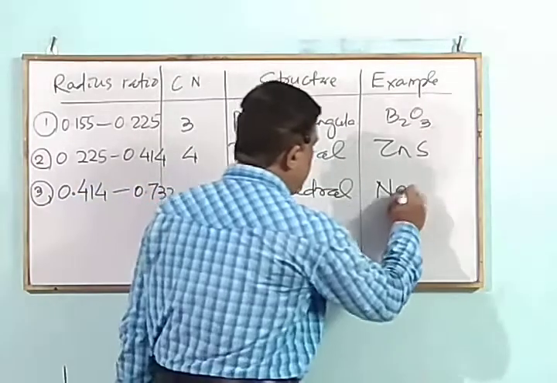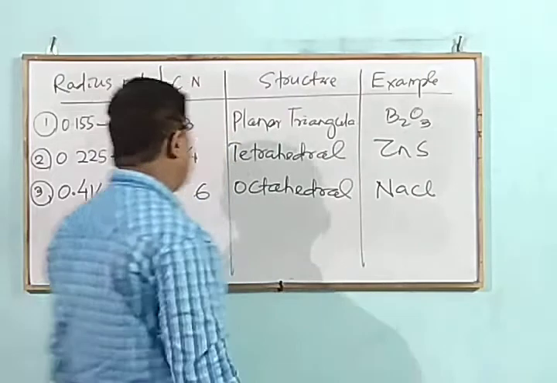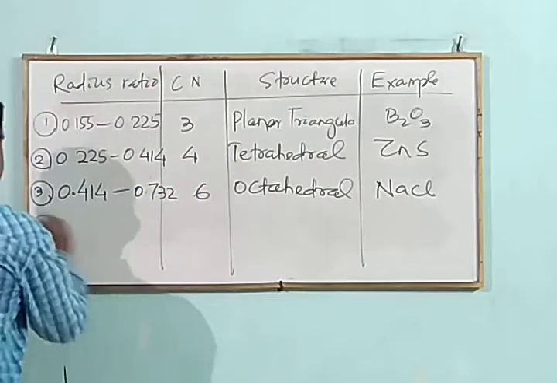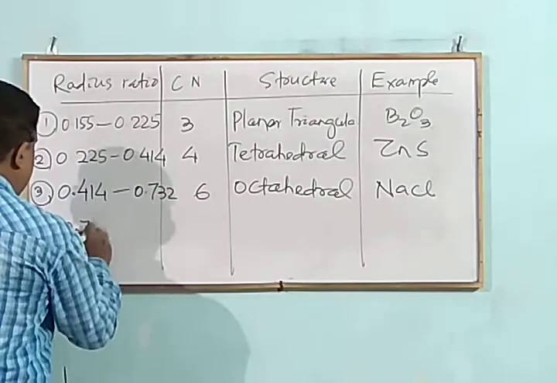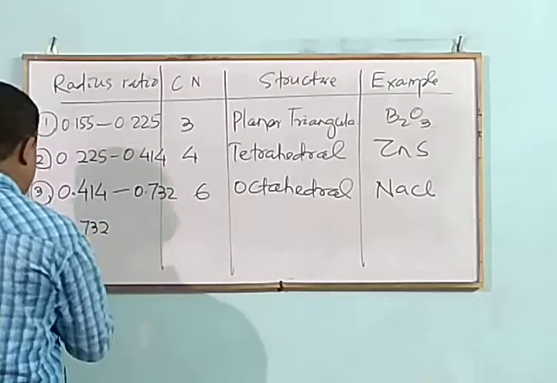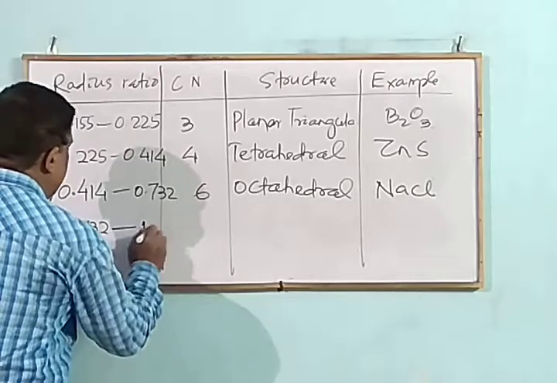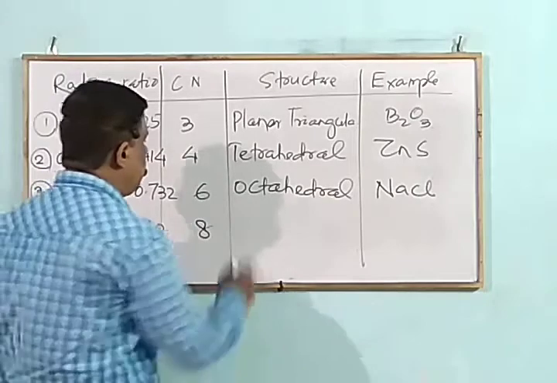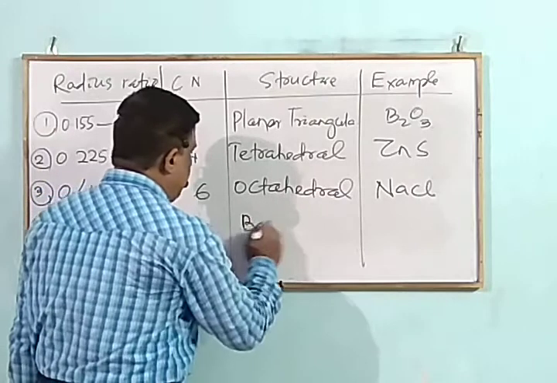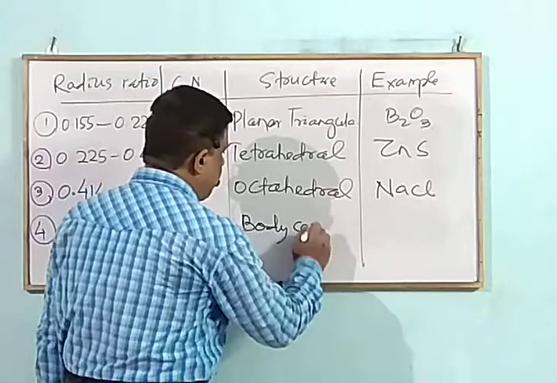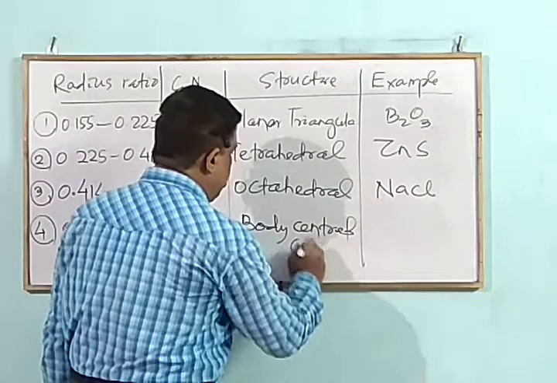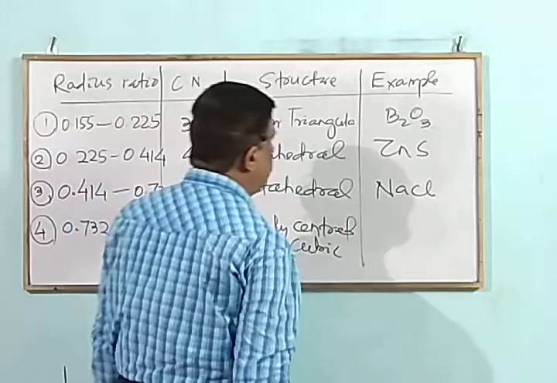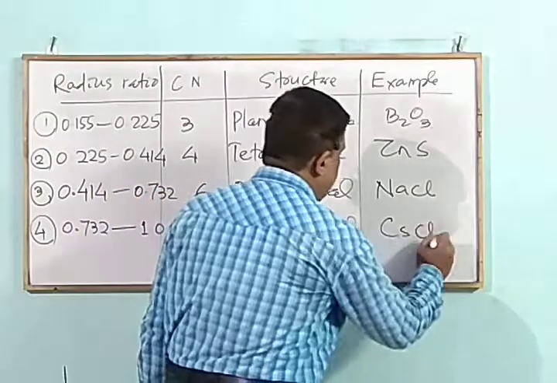Then example is sodium chloride. Last one, if radius ratio lies between 0.732 to 1.0, then coordination number is 8. Then it is body-centered arrangement, body-centered cubic arrangement, and the example is cesium chloride.